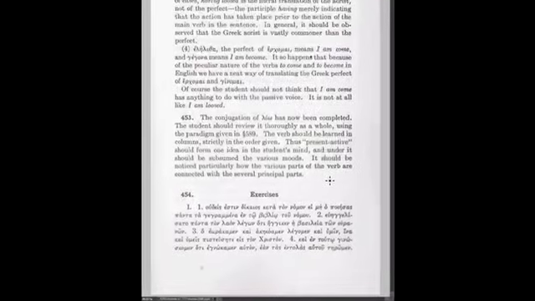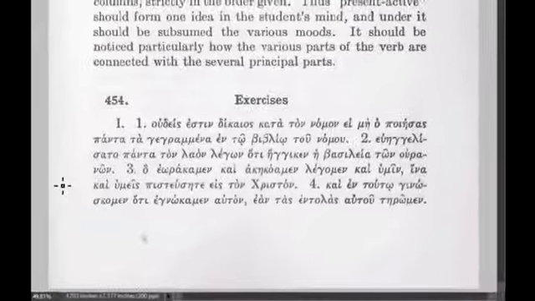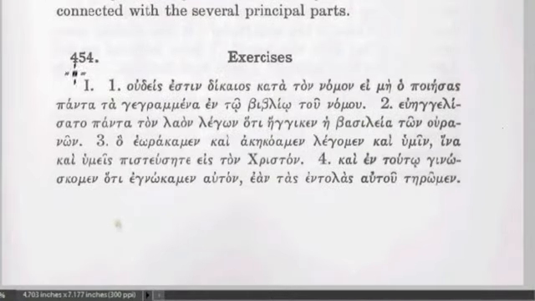All right, so are you ready to take a look at some exercises? Let's turn our attention to page 189 and paragraph 454, which is the translation exercises. The first one we have here is oudeis estin dikaios kata ton nomon eme ho poiesas panta ta gegramena en to biblio tou nomou.